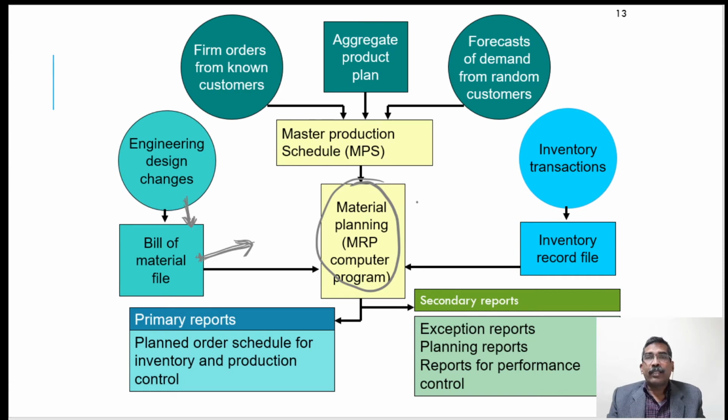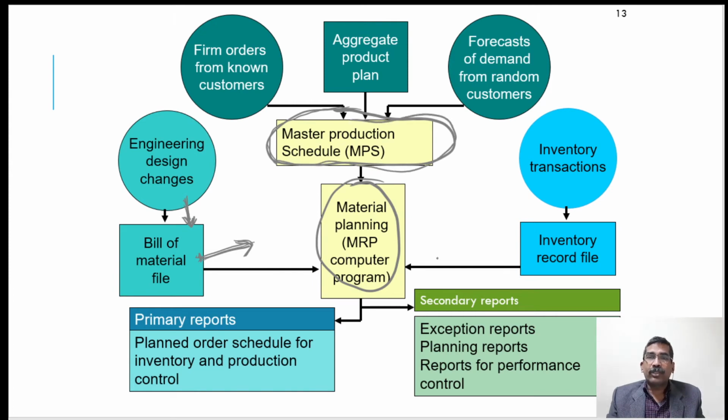required. Then the second thing is orders from known customers, aggregate production plan, and forecast of demand. This is the demand of the end product, and this is the master production schedule. The master production schedule is decided on the basis of the demand and the schedule for supplying this product to the customer or in the market. So on the basis of that, a master production schedule is prepared, which tells about the production schedule throughout the year of the different components.